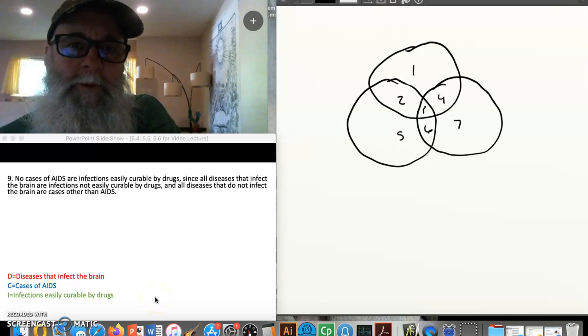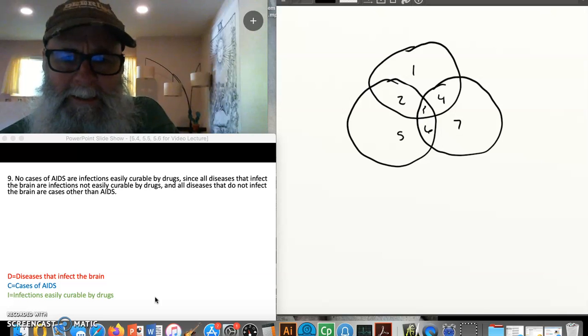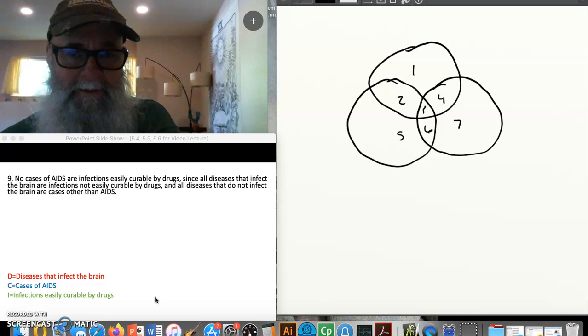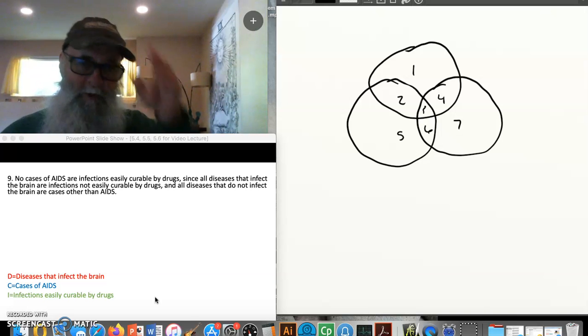Okay, 5.4 problem number 9 says no cases of AIDS are infections easily curable by drugs, since all diseases that infect the brain are infections not easily curable by drugs, and all diseases that do not infect the brain are cases other than AIDS. Wow. Okay, so more word salad.